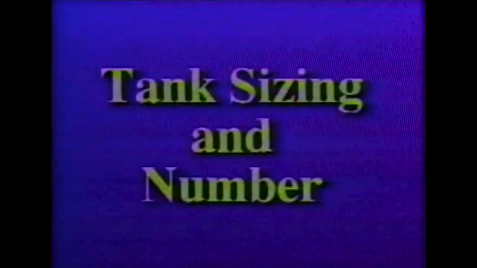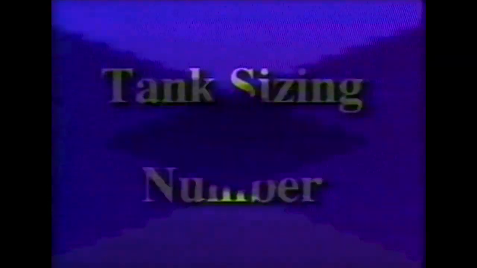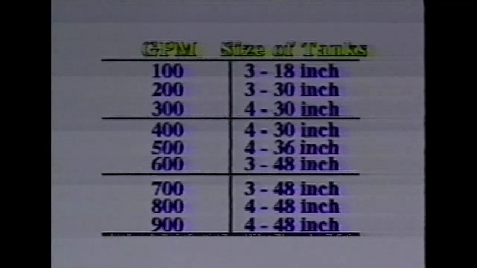The optimum size and number of tanks are based on the irrigation system flow rate. This table shows examples of the recommended number and size based on the flow rate in gallons per minute. For example, for a 700 gallons per minute flow rate, it is recommended to use 3 48-inch diameter tanks.